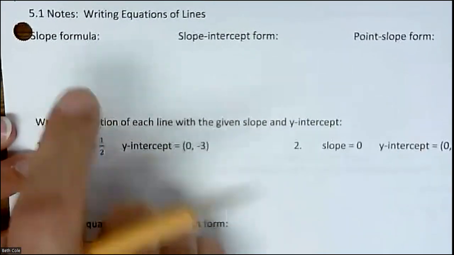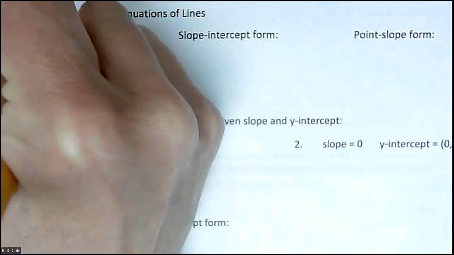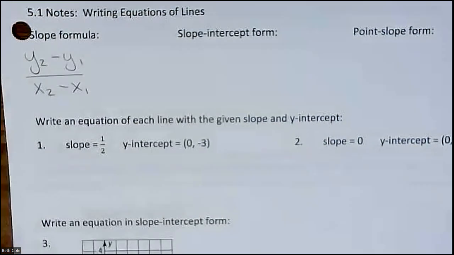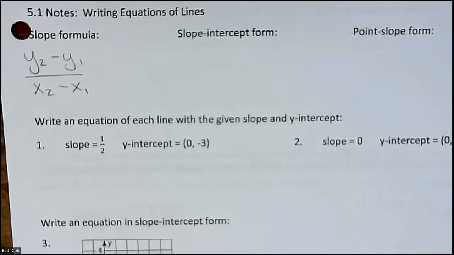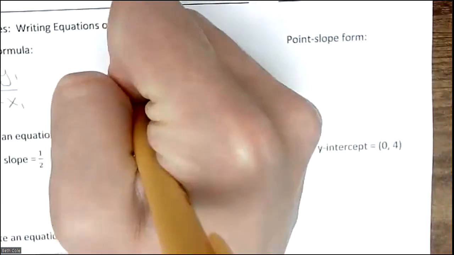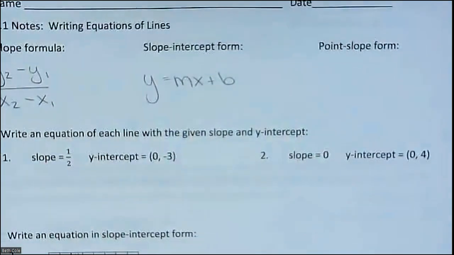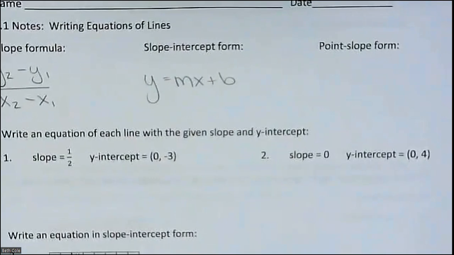All right. So your slope formula is y2 minus y1 over x2 minus x1. You're going to subtract your y's, subtract your x's. It's not new. It's not different. It's the same thing that we did before. And then what is your slope intercept form for your line? There you go. y equals mx plus b. m is the slope, b is the y-intercept.